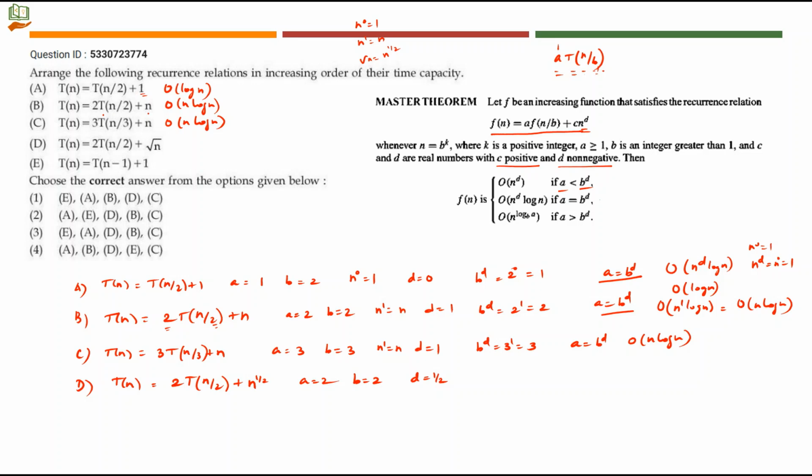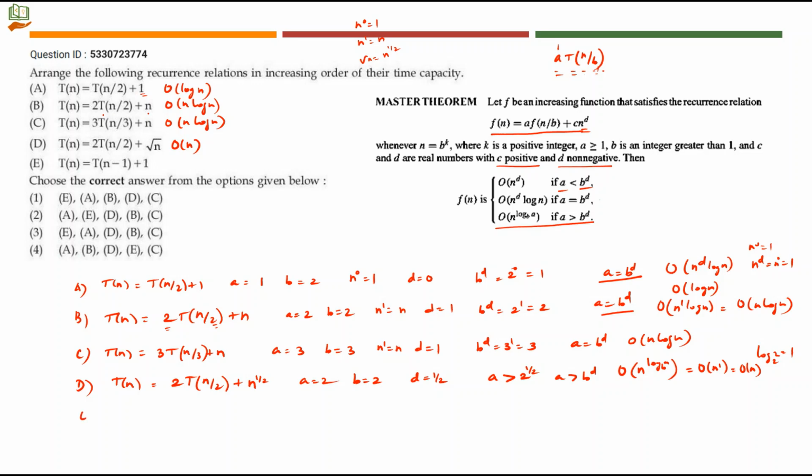So definitely we know A is greater than 2 power 1/2. So root 2 will give a value that is less than 2. So this time we are going with A greater than B power D. So here it is big O of n log A to the base B. So what is log A here? Log 2 to the base 2. We know log 2 to the base 2 will be equal to 1. So this is big O of n power 1, which is equal to big O of n. So this is big O of n.